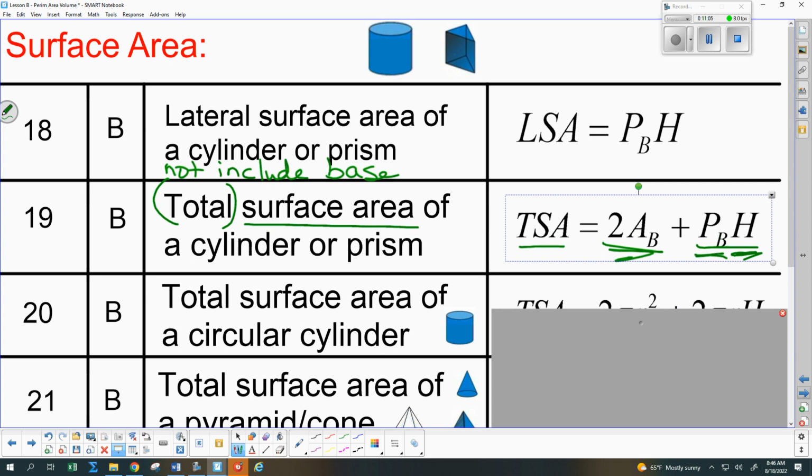Does the second formula make sense? And then the first one just does not include the bases. So these were the two bases. So if I don't include that, I still have the PB times H. Yes, Alex.